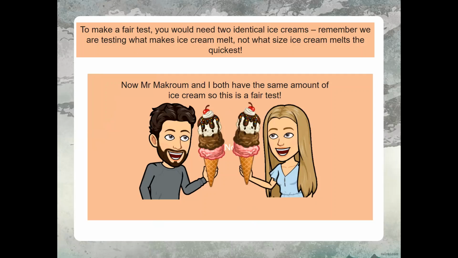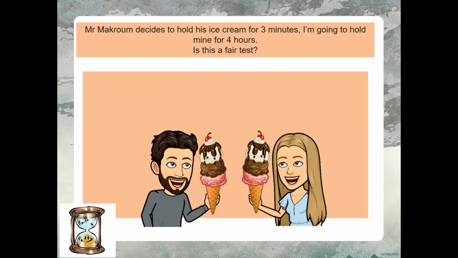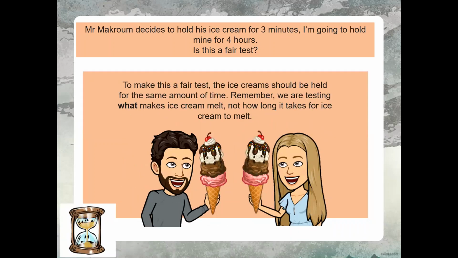Now we have the same amount of ice cream. Mr. Macram decides to hold his ice cream for 3 minutes. I'm going to hold mine for 4 hours. Is this fair? To make the test fair, ice cream should be held for the same amount of time. Remember, we are testing what makes the ice cream melt, not how long it takes for ice cream to melt. This test looks pretty fair to me, so now we can include our variable.